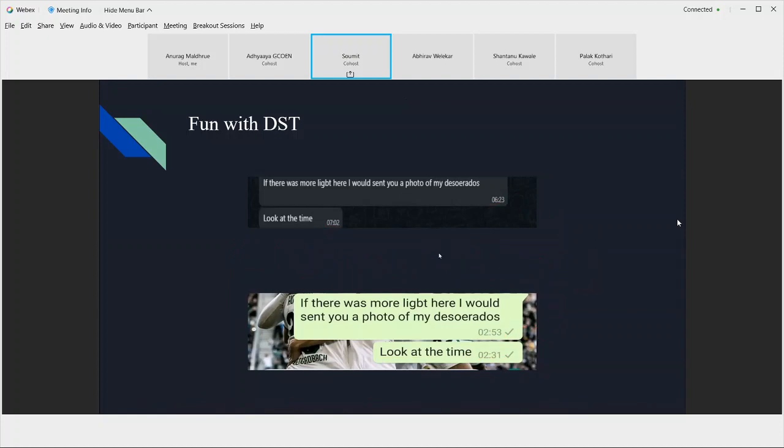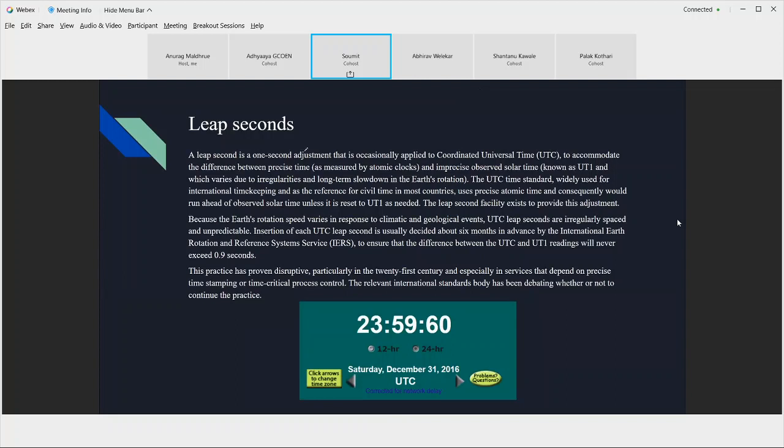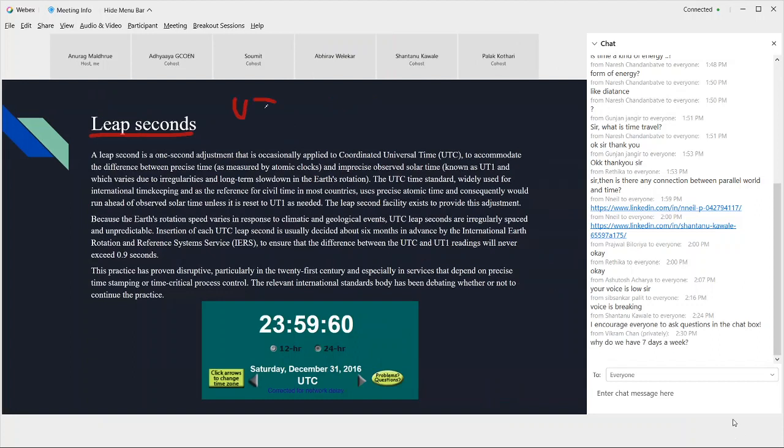So coming on to the last topic for the day, that is the leap second. So what exactly is a leap second? We have heard of leap days, leap years, but what exactly is a leap second? I may have told you something about UTC time, which is maintained by atomic clocks, and UT1 time, which is maintained by observatories by looking at distant quasars. The difference between them doesn't exceed 0.9 seconds.